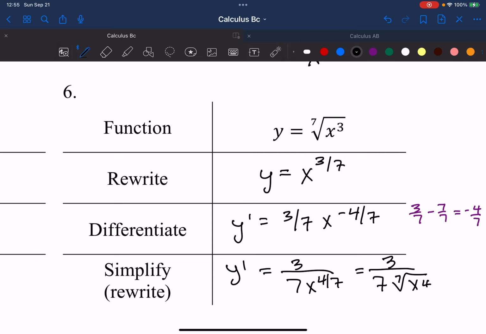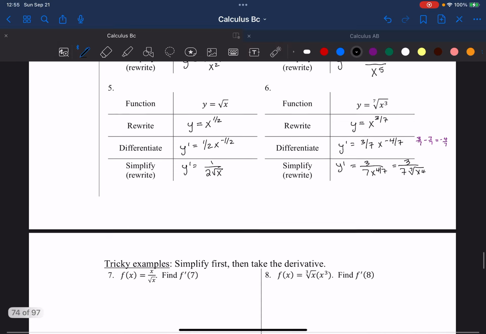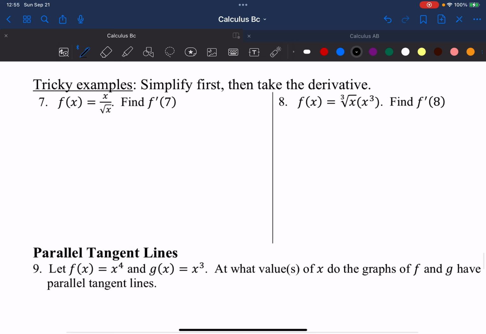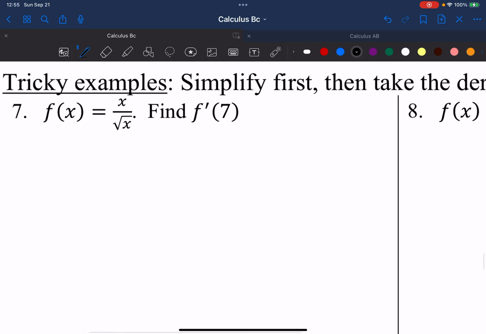Okay, so let's look at some more examples. These ones are a little trickier. The reason for that is you need to simplify first before you take the derivative. And for all of these, we are going to use the power rule to find the derivative. Once we find the derivative, it wants us to find f prime of 7.